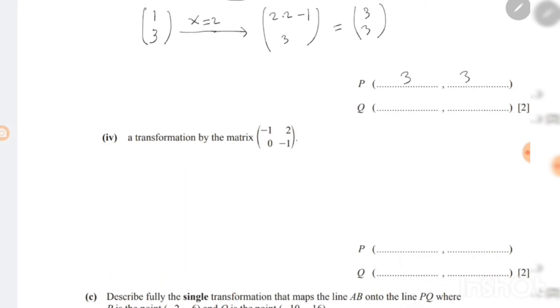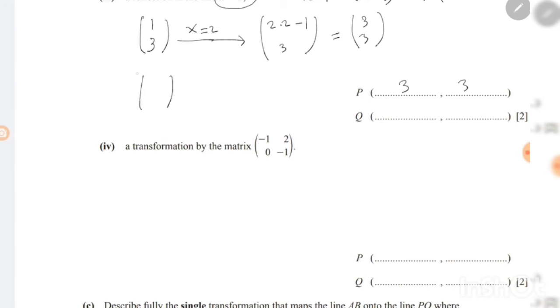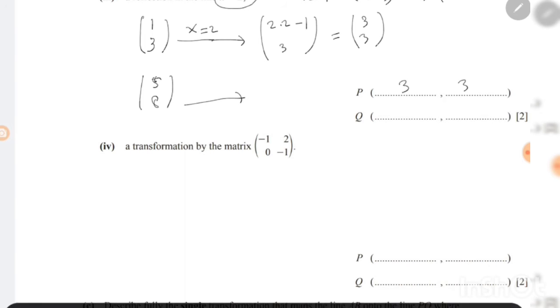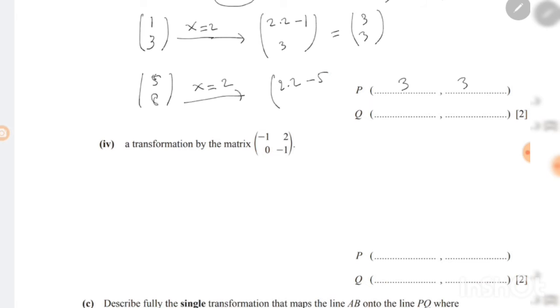And then when you have 5 and 8 with the reflection in x equals 2, it means 2 times 2 minus the x, and the y, 8, doesn't change. So you have 2 times 2 is 4, 4 minus 5 is negative 1, and 8 doesn't change. Okay?